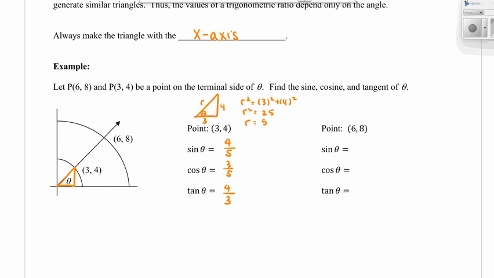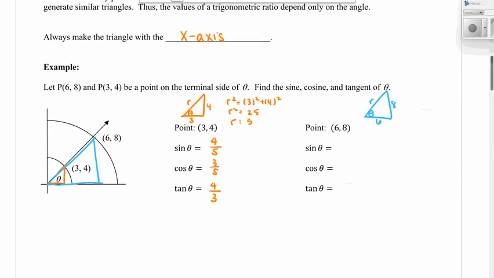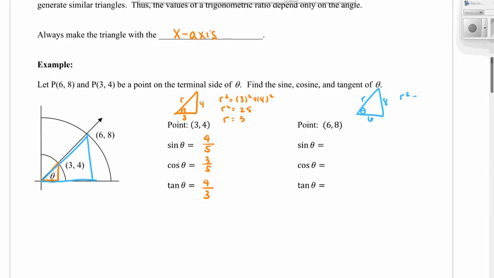So if we have the point (6, 8), we're going over 6 and up 8, so it makes this triangle right here. So if I draw my triangle with theta, this is now 6 and this is 8, and we have to solve again for r. So r squared equals 6 squared plus 8 squared, so 36 plus 64 is 100. And so that means r is equal to 10.